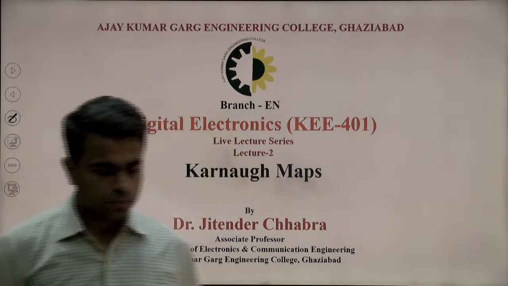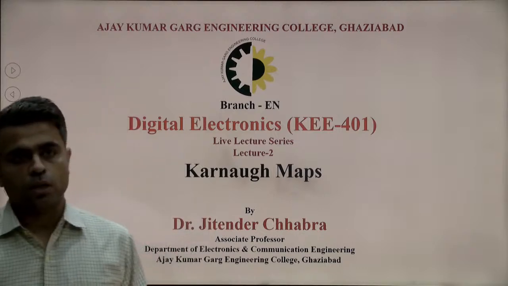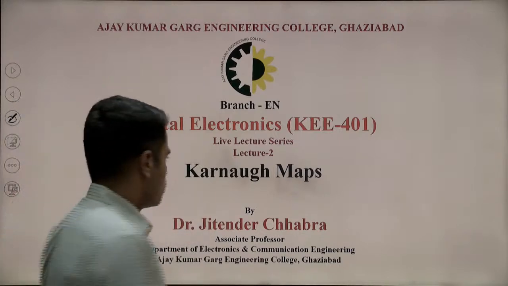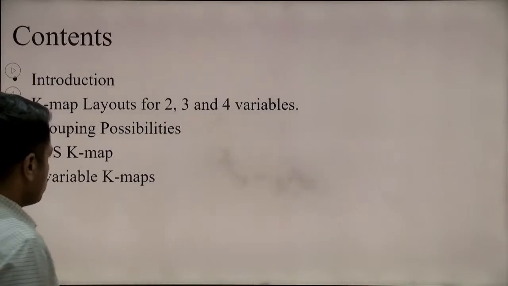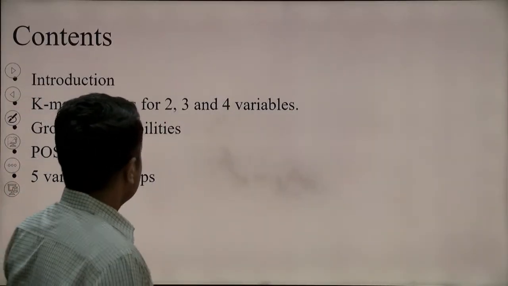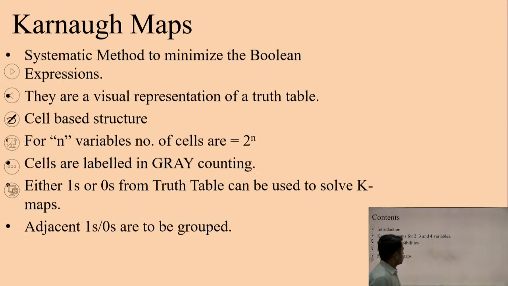So the topic is K-map, also known as Karnaugh maps. These are the contents of today's lecture: Introduction, K-map layouts for 2, 3 and 4 variables, then grouping possibilities, then POS type K-maps, and then 5 variable K-maps.